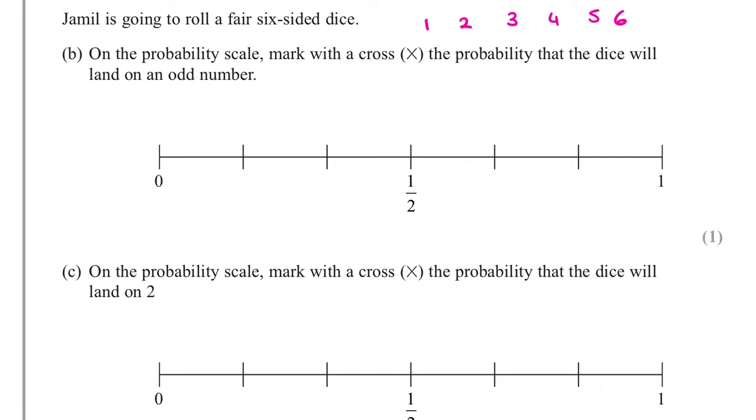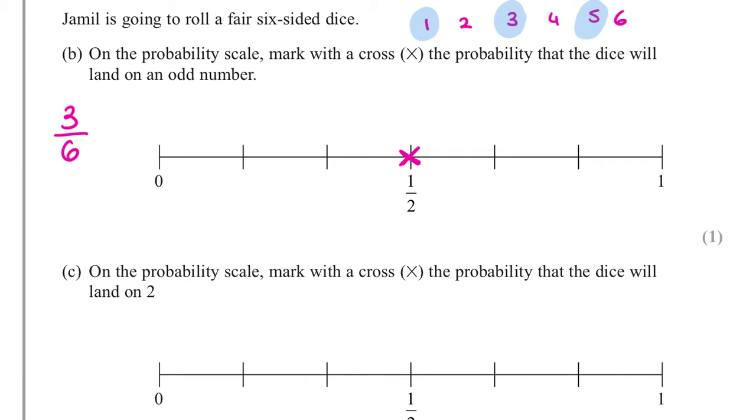So, we have to think. It says the probability will land on an odd number. How many odd numbers are there from 1 to 6? 1, 2, 3 out of what? What is 3 out of 6? It's a half. So, exactly here, we have a 50% chance, don't we?